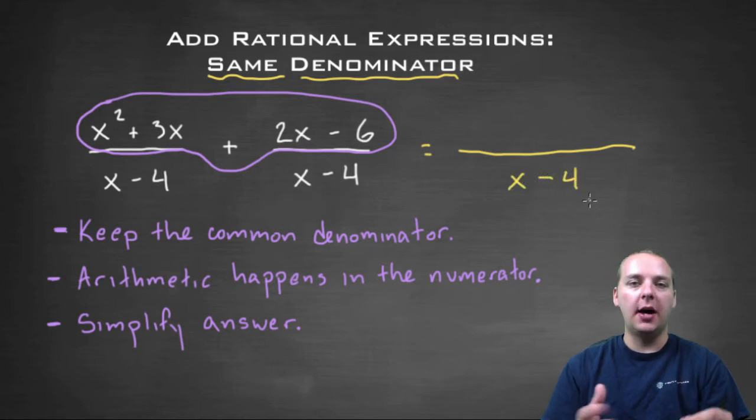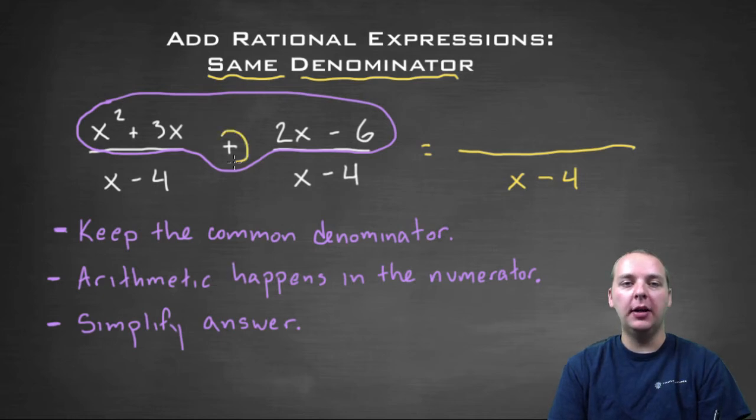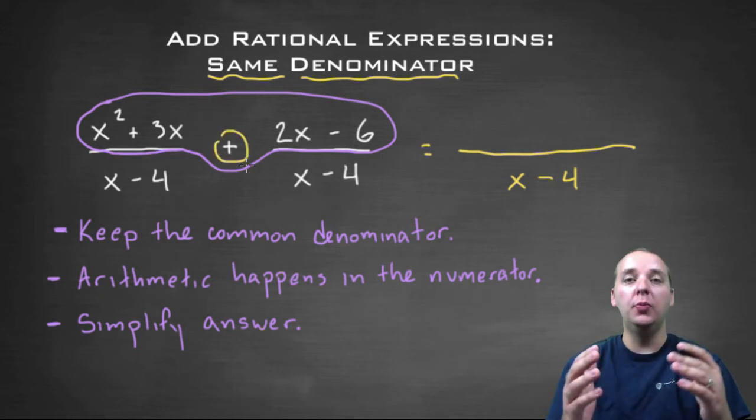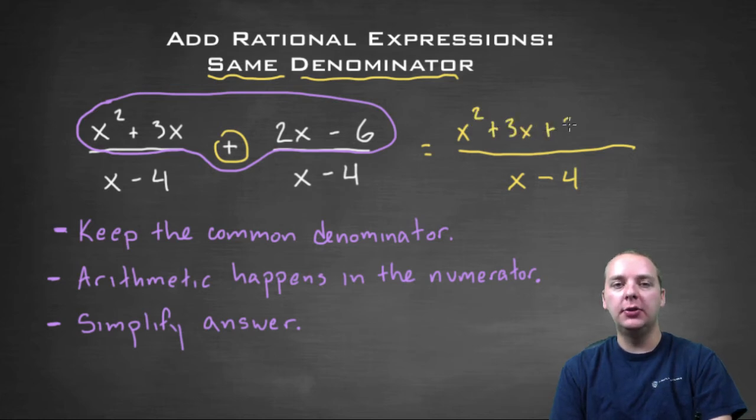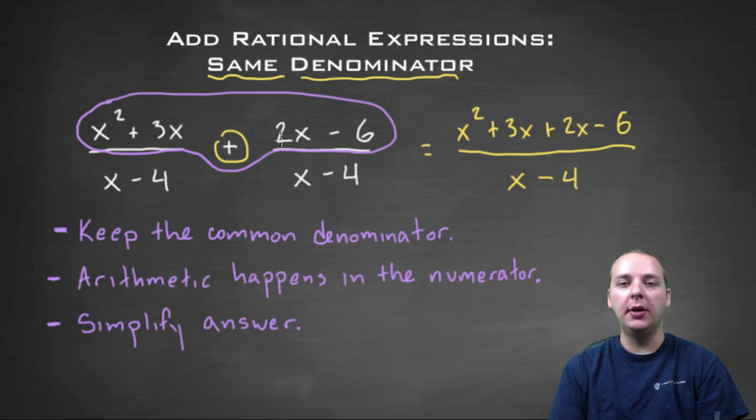So when we add these two, part of the answer will be just an x minus 4 in the denominator. And the arithmetic that's going to happen with the plus is going to happen only in the numerator. Okay, so we're just going to add up all the terms in both of the numerators together. So we'd have x squared plus 3x plus 2x minus 6. Now, once we have that, you might possibly have some like terms from both of the numerators. That's fine, you can add those together.